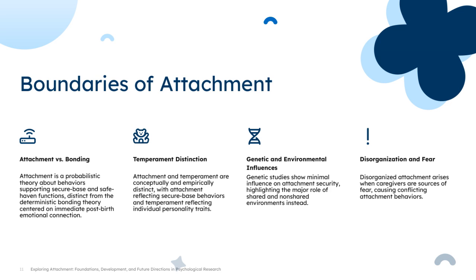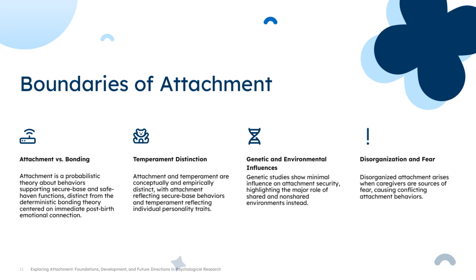Next, it's important to distinguish attachment from temperament. Attachment is about secure base behaviors, how a child seeks comfort and security, while temperament reflects an individual's inherent personality traits. They are conceptually and empirically distinct, meaning one does not simply predict the other.